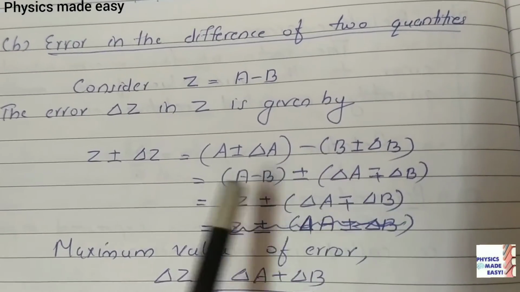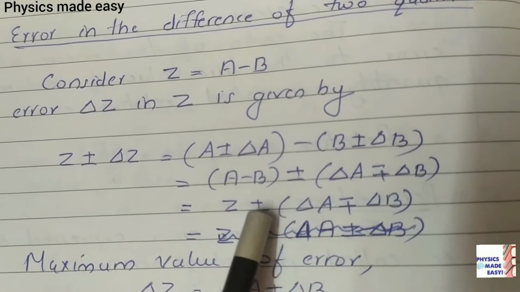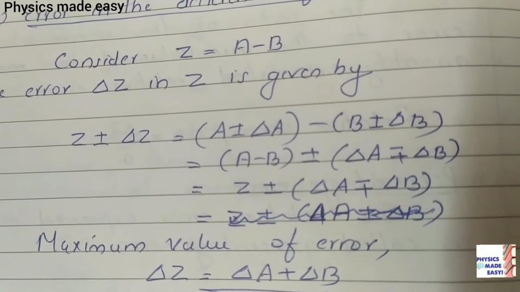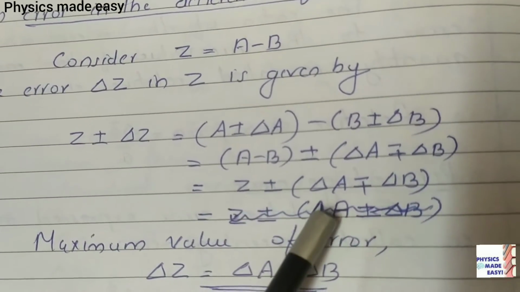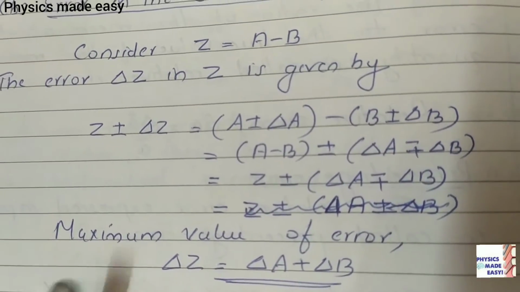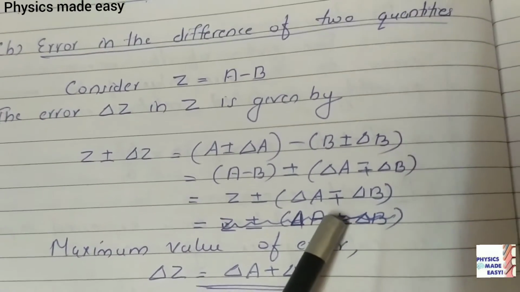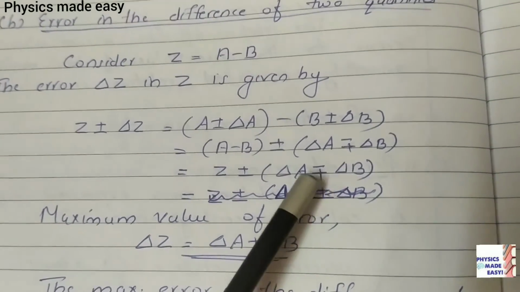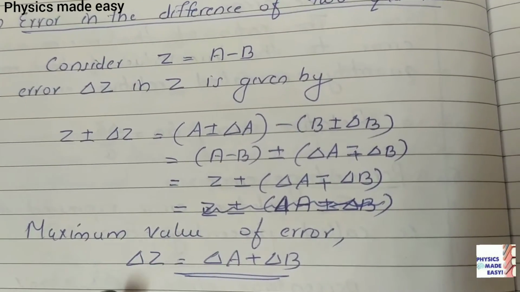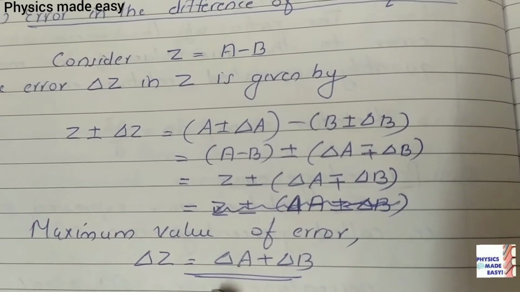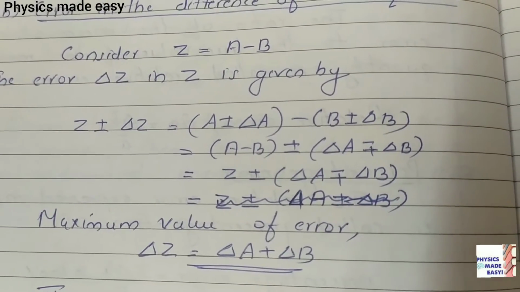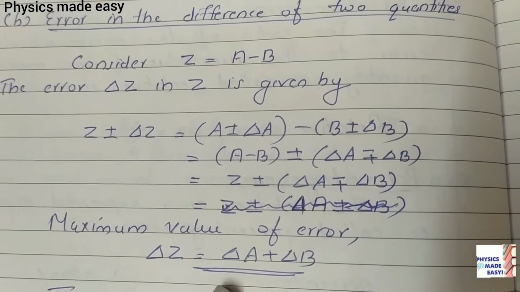Here we can open this bracket, then that will be a minus b plus or minus in bracket delta a minus or plus delta b. This we can write as z plus or minus in bracket delta a minus plus delta b. Here we have to take the maximum value of error. In this you can see minus and positive signs there. No need to get confused. The error that we can take is the maximum value, that is delta z is equal to delta a plus delta b. So here also the maximum error will be the sum of the absolute errors in the individual quantities.